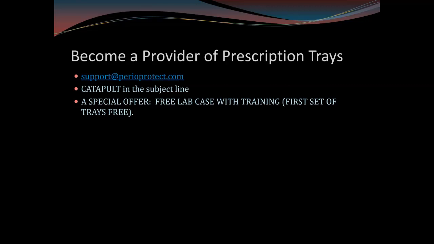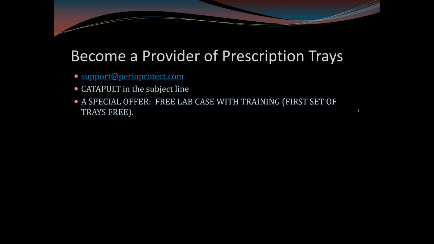Do you recommend scaling and root planing after the PerioTrays? Yes. Following the guidelines of chronic wound care, control the etiology of the bacteria first, then do your wound debridement. So what we do is we use the PerioTray first, and then at 2 weeks, we can go in and do scaling and root planing.